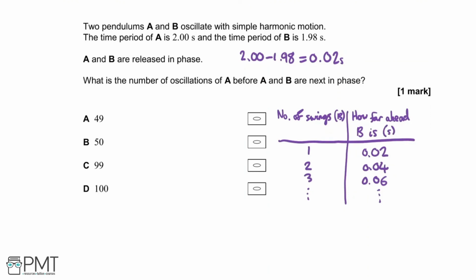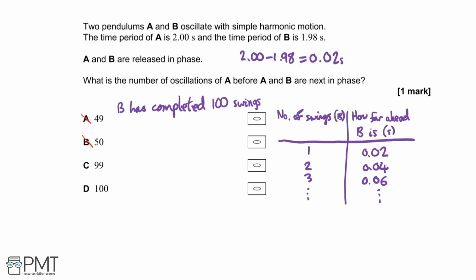So you can see there, by taking values on the left column and multiplying them by 0.02, you get values on the right column. We're interested in the number of swings that B has done when it's 2 seconds ahead, i.e. when it's a full phase of A ahead, i.e. they're back in phase. Now this should occur when B has done 100 swings. So we know that the answer is definitely not going to be A or B. Now we just need to double check whether it is 100 or whether it is 99.